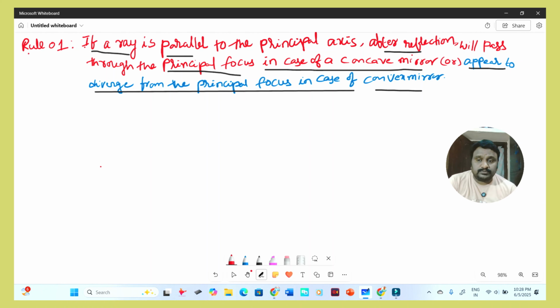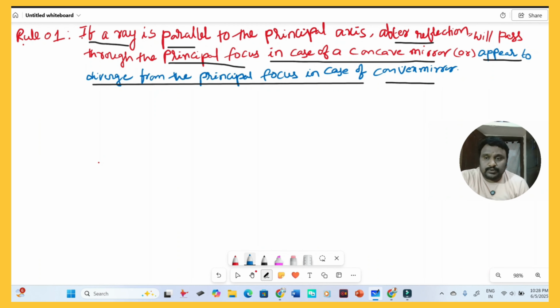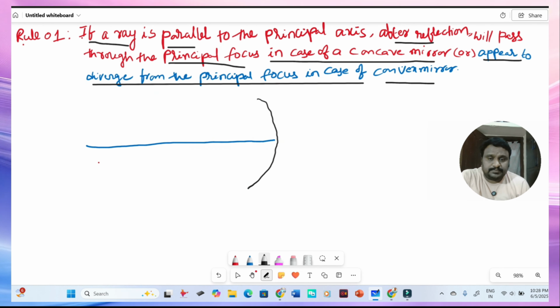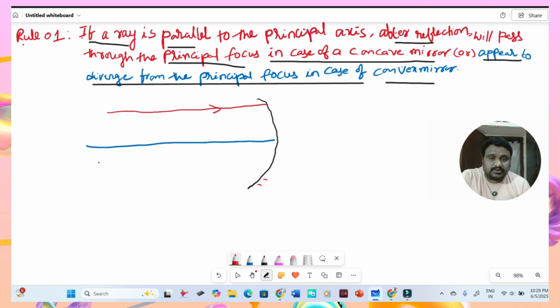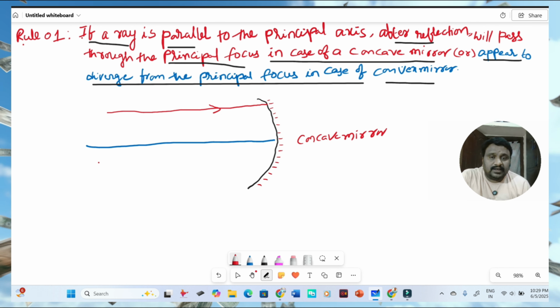So dear students, all of you know. Here it is. Now this is the principal axis and it is a concave mirror, and this is the light ray moving towards the reflecting surface. To identify this, I am drawing like this. Which kind of mirror is this? This is the concave mirror. Why? Because the reflecting surface is inward. Clear?